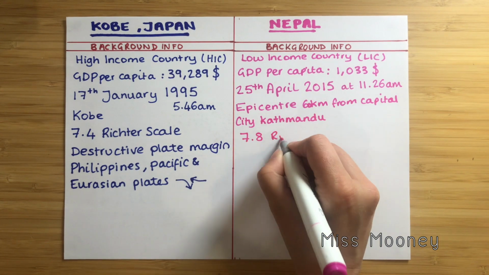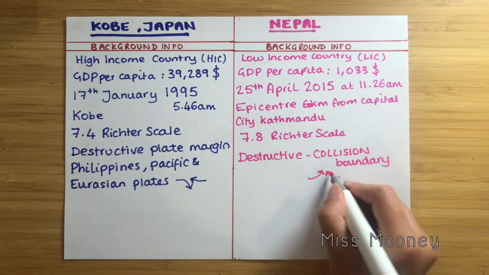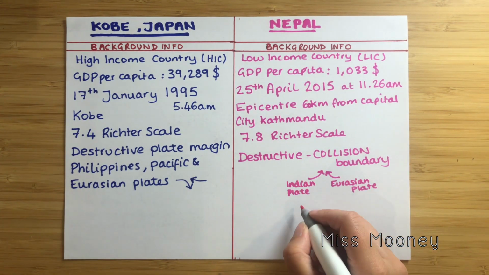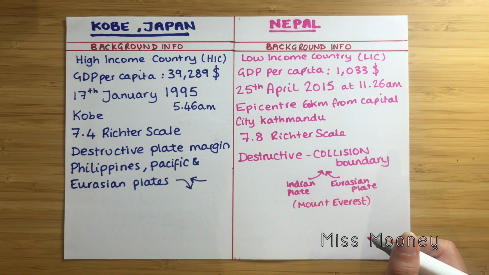It was a 7.8 on the Richter scale, so quite high, and it occurred at a collision boundary, where the Indian plate and the Eurasian plate push into each other and collide upwards, where we get fold mountains, in this case Mount Everest, and this also causes earthquakes.